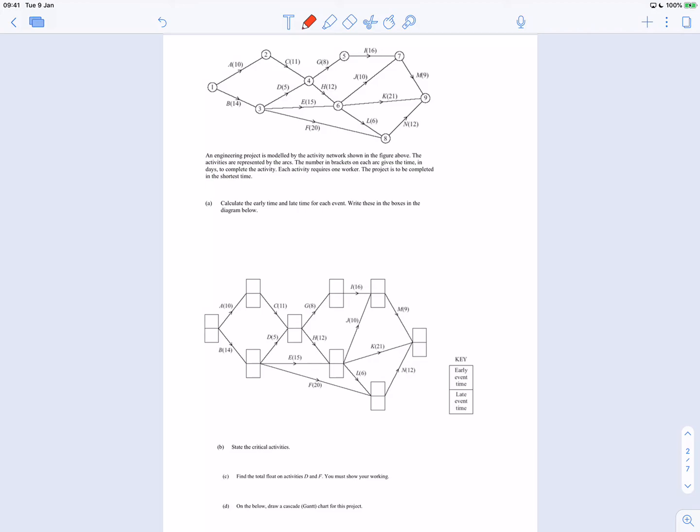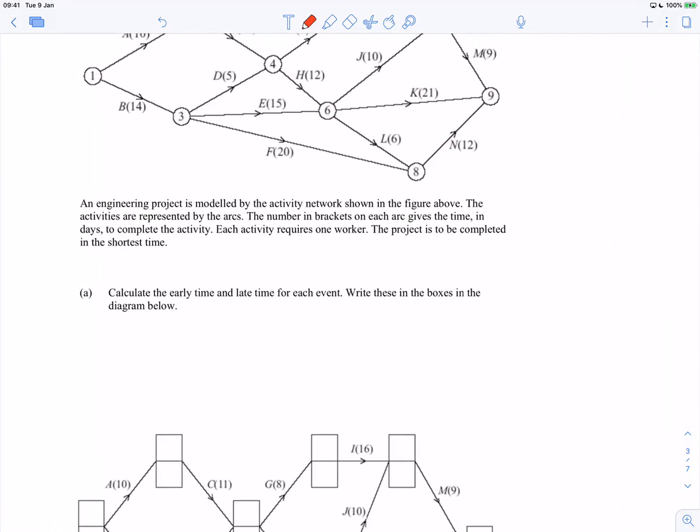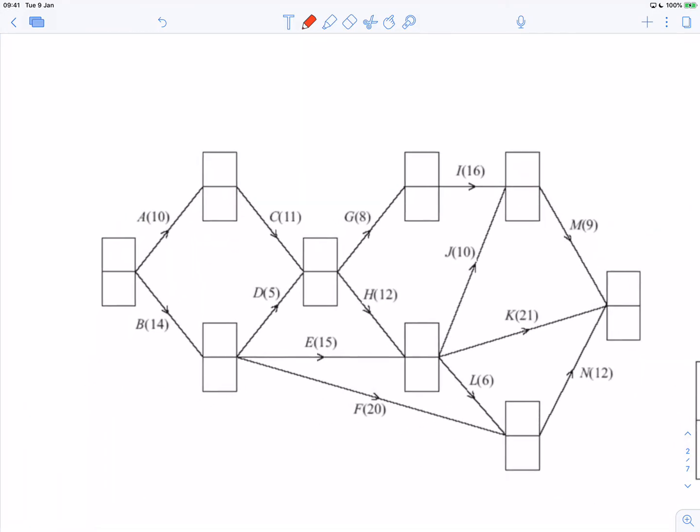Okay, let's go. So an engineering project is modelled by the activity network shown in the figure above. The activities are represented by the arcs, and the number in brackets on each arc gives the time in days to complete the activity. Each activity requires one worker, and the project is to be completed in the shortest time. Fine. So, calculate the early time and the late time for each event. Write these in the boxes in the diagram. Okay, they even tell us what to do, and look, they've given it to us here.